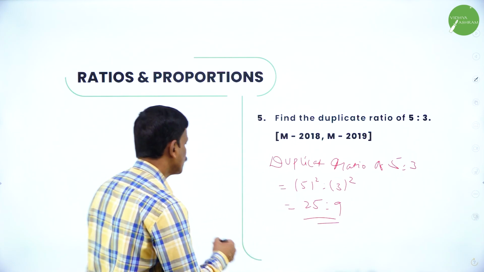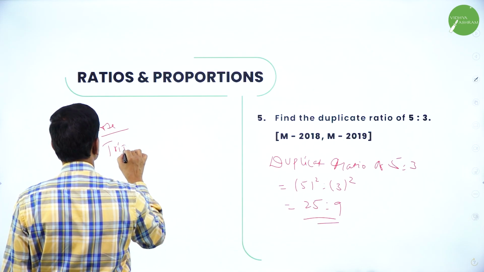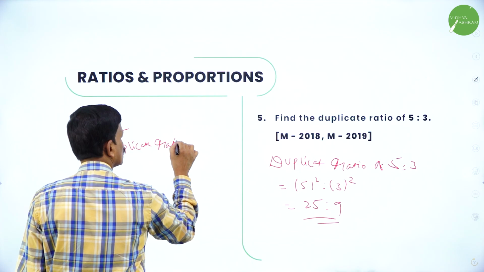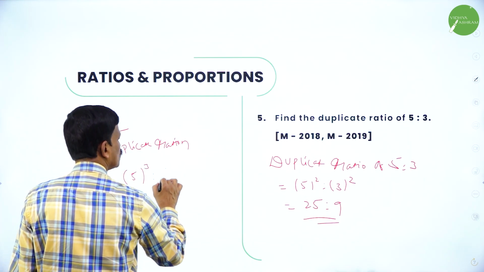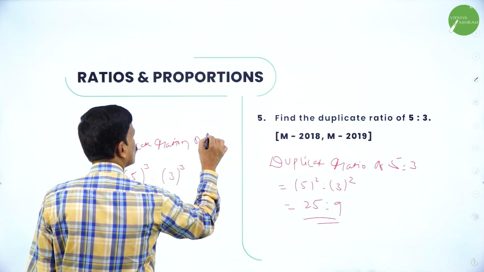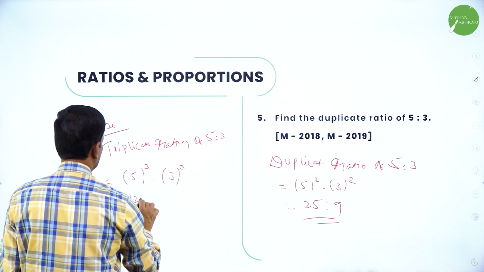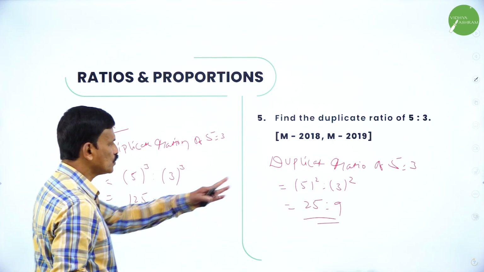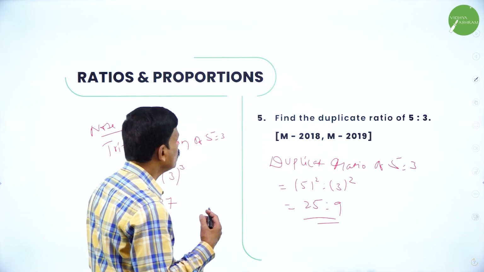Now suppose you want to write the triplicate ratio. Triplicate ratio means we are going to write 5 cube is to 3 cube. Ratio of 5 is to 3. So that is nothing but 125 is to, 3 threes are 9, 3 nines are 27. That's it. So duplicate and triplicate ratio. Now move on to the next problem.